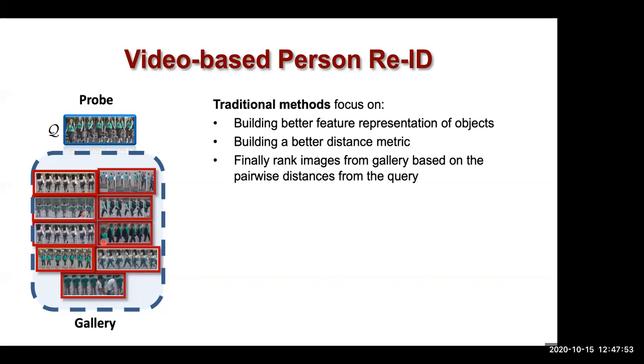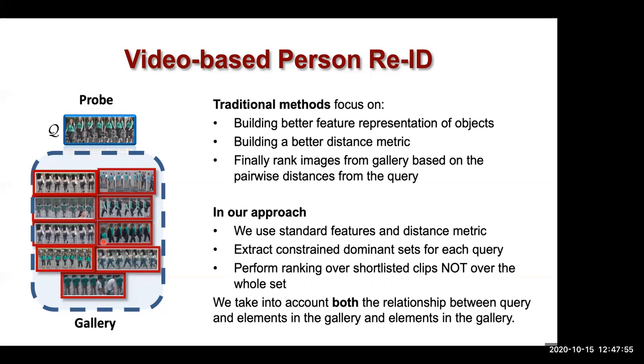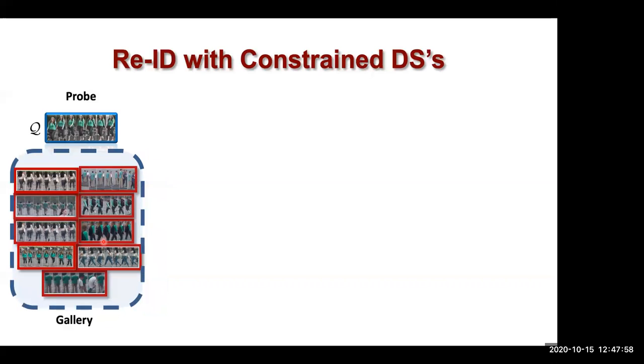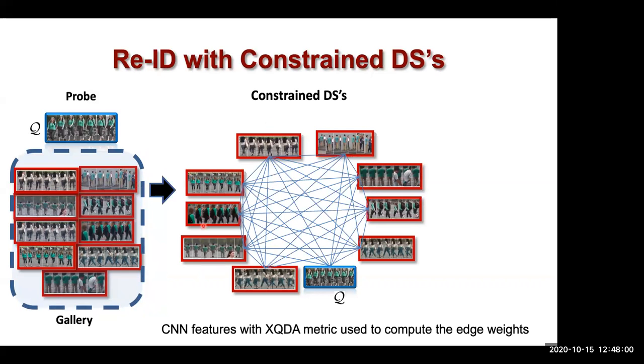So we build a graph. This is the graph, where the nodes of the graph represent all the elements in the gallery, and we also add the probe. And then we find the constrained dominant set, which contains the probe. The similarities on the edges are the standard similarities used in this framework. They contain features extracted by a convolutional neural network, and we also use motion information.